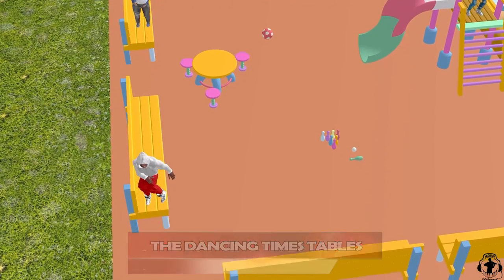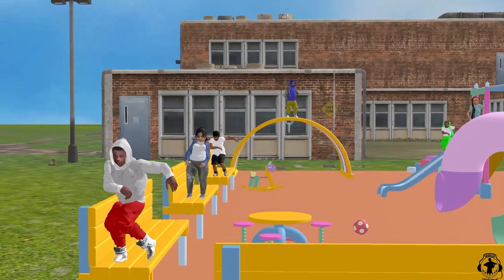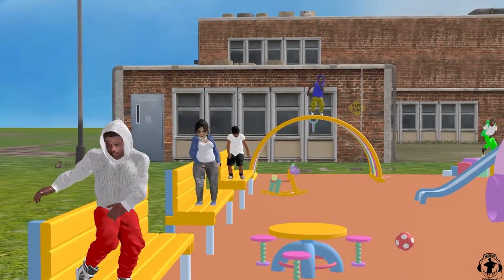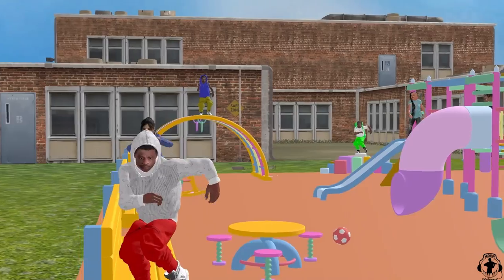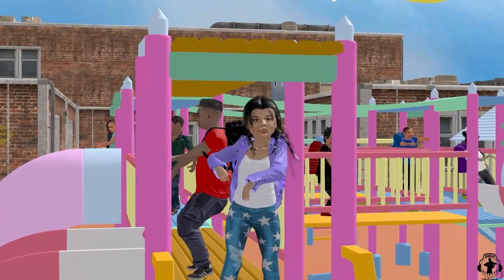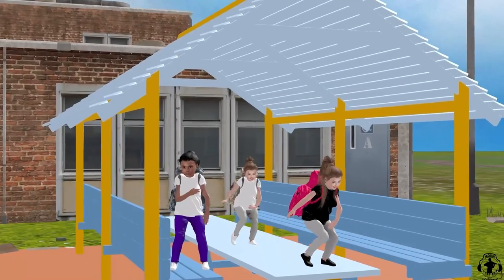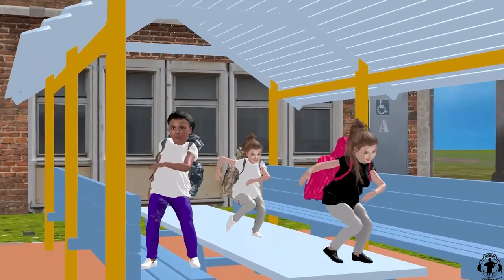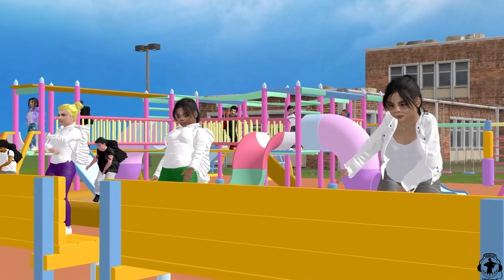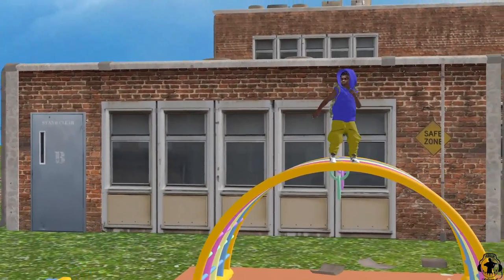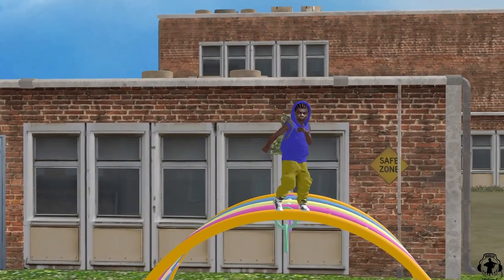Yeah, everybody's live when we do the five. Yeah, everybody's live when we do the five. Everybody's live, yeah, when we do the five. Let's go. Everybody live when we do the five. Uh-huh. Everybody's live when we do the five. Yeah. Everybody live when we do the five. Everybody's live when we do the five. Let's go. Everybody live when we do the five.